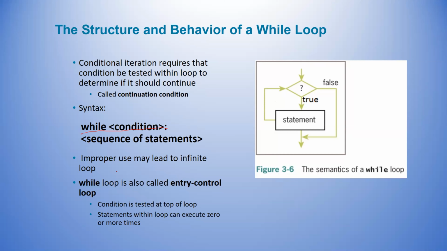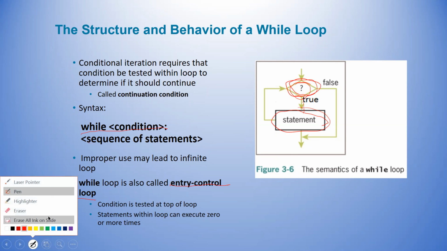Improper use may lead to an infinite loop. A while loop is also called an entry control loop. That means whether you can go into the loop body is controlled. So if this condition is not true, you are denied entry to the loop body, basically. That's why we call it an entry controlled loop. You are not automatically accepted. The condition is tested at the top of the loop. Statements within the loop can execute 0 or more times. If this is not true, these statements will not be executed. That's what that means.